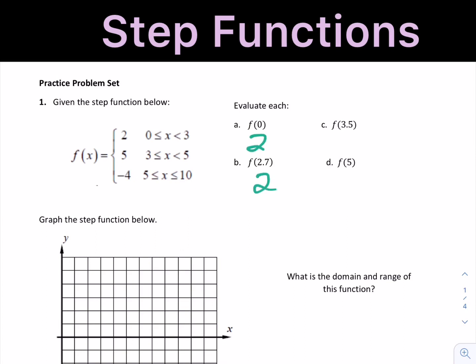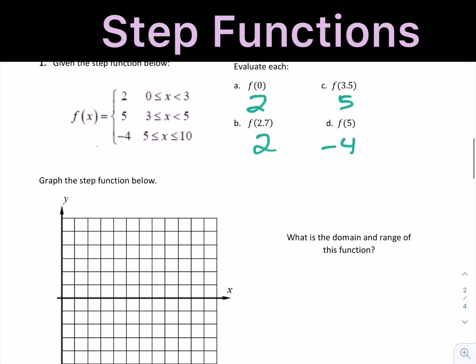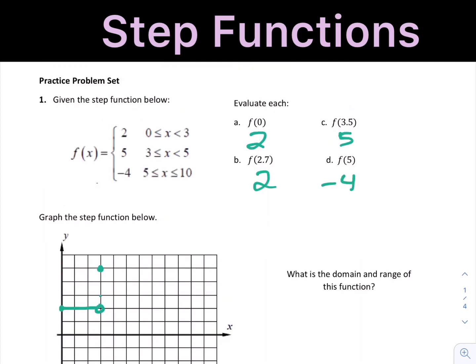So from 0 to 3, I am at 2. So I'm going to put a big dot here from 0 to 3, and this is going to be open at 3, and I'm going to connect these with a nice straight line. That's the first piece. And then at 3, it jumps up to 5, and it's going to be closed here at 3 and open here at 5, and we are going to connect this.